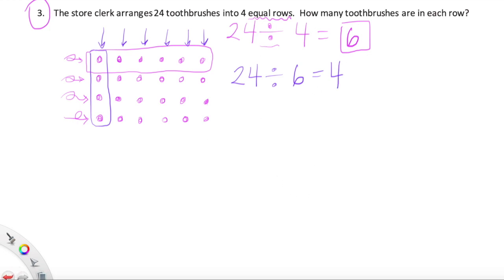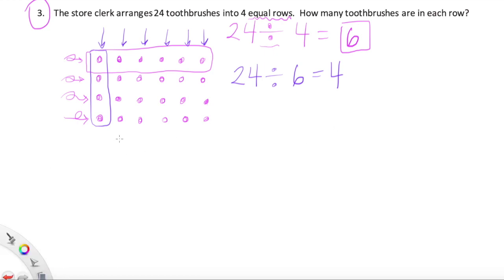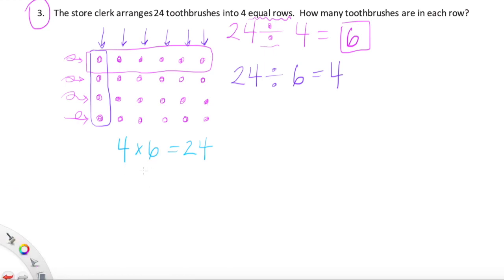Finally, connecting this magnificence to our multiplication, what we're looking at, friends, is when we have 4 rows and we have 6 toothbrushes in each row. How many toothbrushes do we have? Well, you can see it right up here, friends. We have 24 toothbrushes. And you all know that the commutative property allows us to flip these numbers. We can flip numbers when we're multiplying or adding. So let's also look at 6 columns times 4 toothbrushes within each of those columns. How many toothbrushes will we end up with? We are still going to end up with 24 toothbrushes.